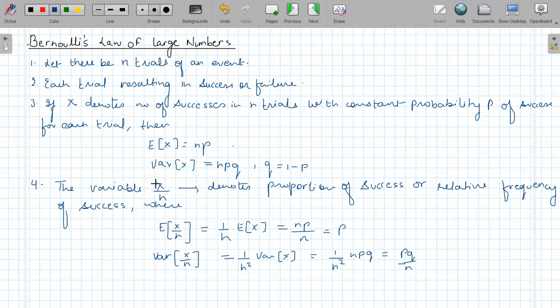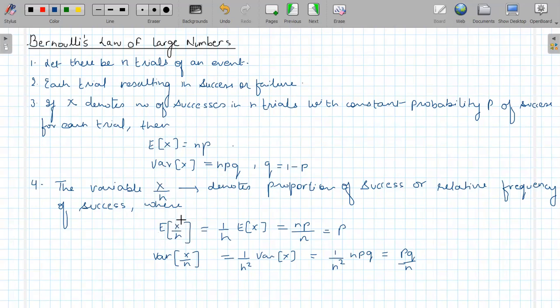The variable x upon n denotes the proportion of success, or relative frequency of success. Means in n trials, the number of times you got success, that is the proportion of success, and as a percentage you can call it, or you can say the probability. That is the proportion.